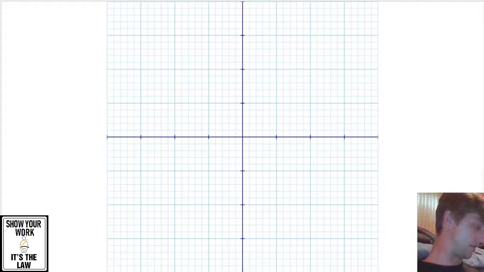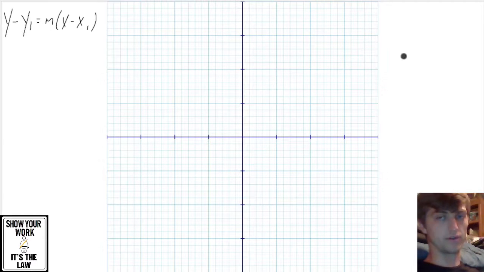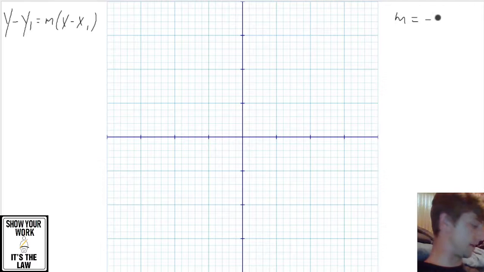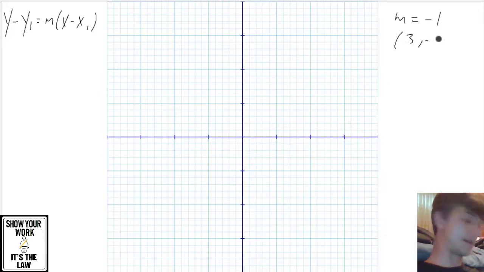They give us a slope and a point. And remember, for all these problems, once we have a slope and a point, we know we're using point-slope form. So always, always, always rewrite the equation we're going to use before we do any substitution. Okay, so we're rewriting the equation. It says our slope is -1, so m equals -1, and our point is 3, -5.